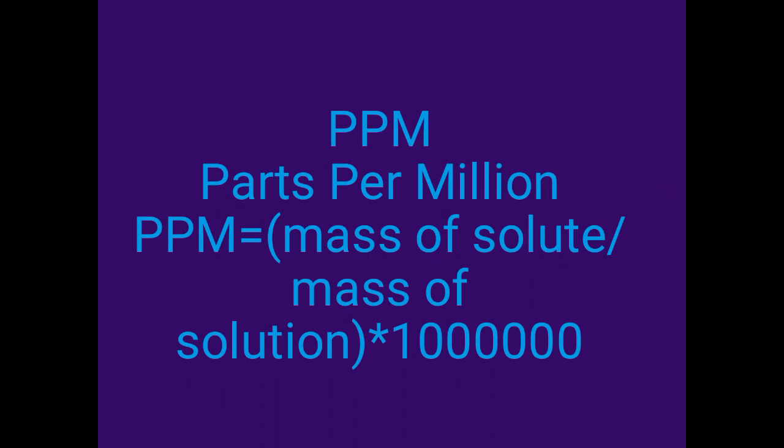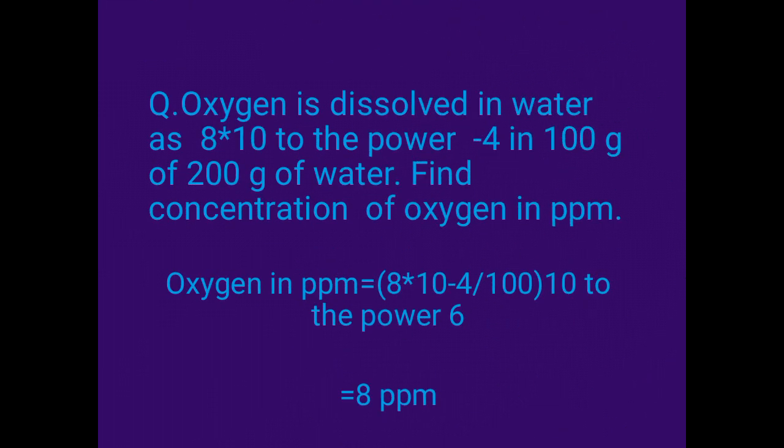Now suppose we are having a question, oxygen is dissolved in water as 8 into 10 to the power minus 4 in 100 grams of water. बेटा 200 grams कुछ नहीं है, ये टाइपिंग मिस्टेक है. इन 100 grams of water. आई एम रिपीटिंग, इन 100 grams of water. 200 ग्राम लिखा है ना, 100 grams of water है ये, सिर्फ 100 grams. 200 ग्राम को काट देना.